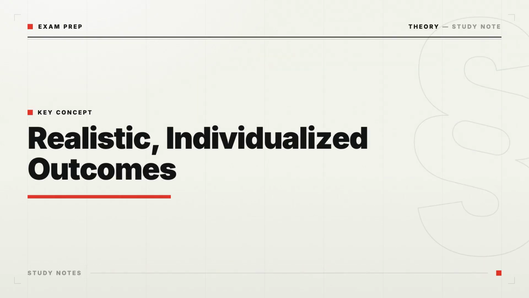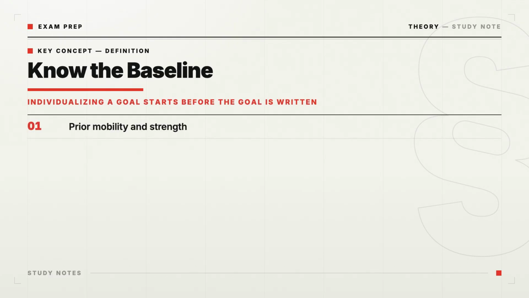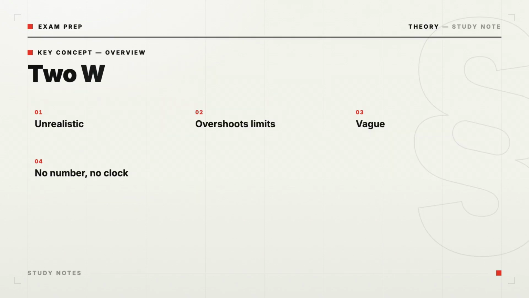A goal can be perfectly measurable and still be wrong if it asks more than a particular patient's body can give. Attainable and individualized travel together, and this is where clinical judgment does its quietest work. To individualize a goal, the nurse first has to know the baseline: what the patient could do before this illness or surgery, how far they walked at home, whether they used a cane or a walker, and how much help they needed with daily tasks. A frail patient in their 80s does not start from the same place as a fit 50-year-old with the same surgery.